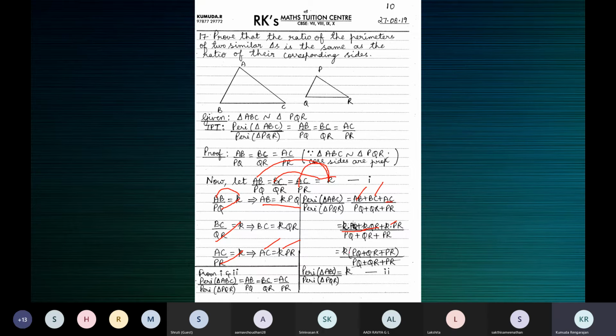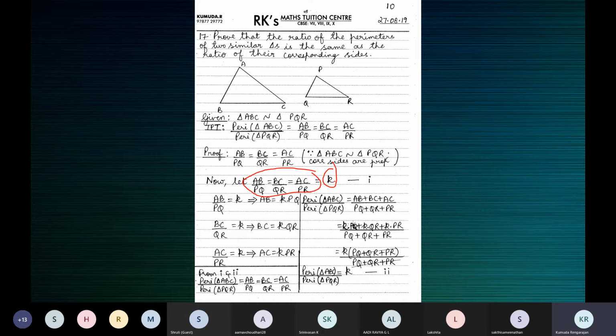So now K is common everywhere in the numerator. Take K out, so we get PQ plus QR plus PR. We have the same expression in the denominator, so they get cancelled. And we have the ratio of the perimeters is equal to K. But what is K? K is nothing but the ratio of the corresponding sides.